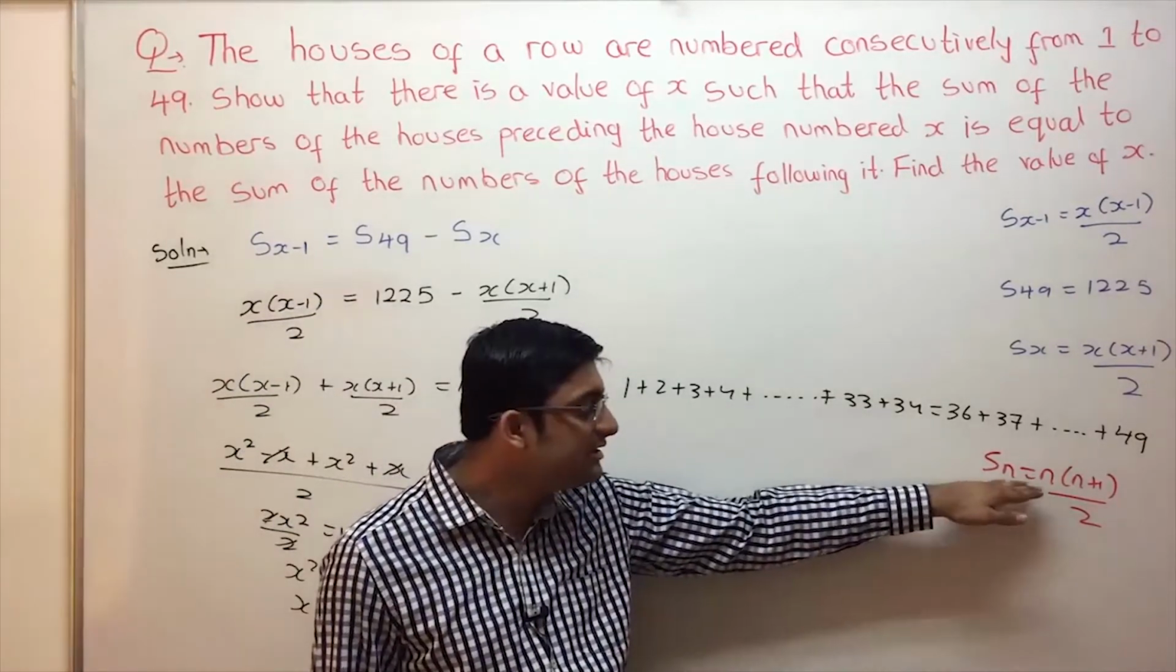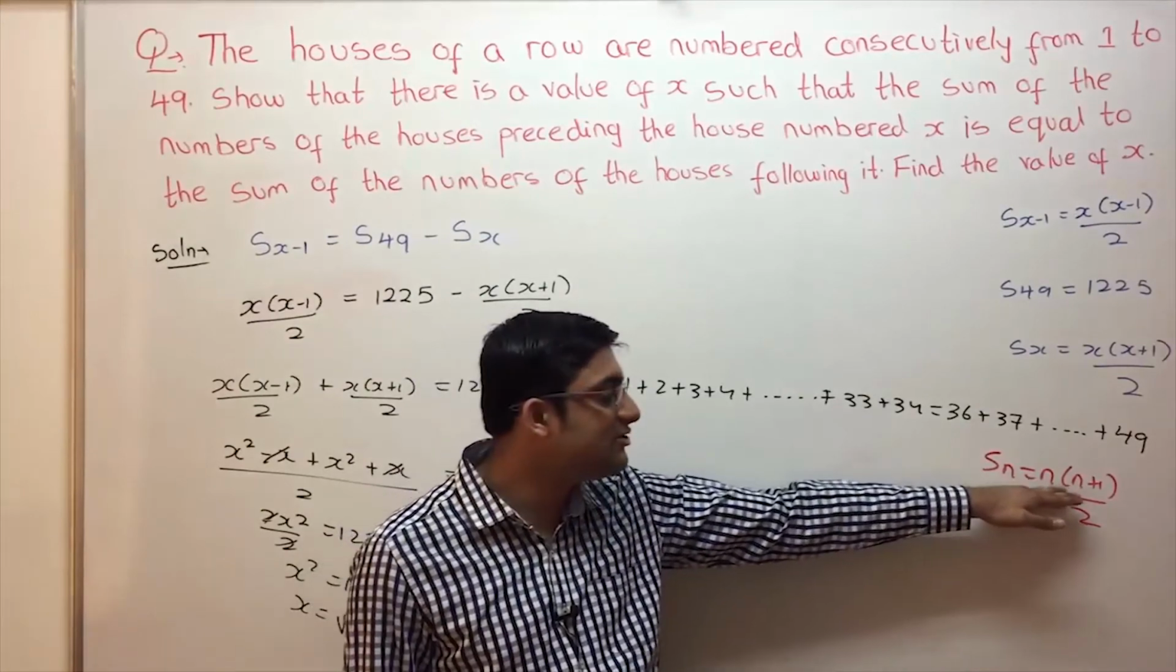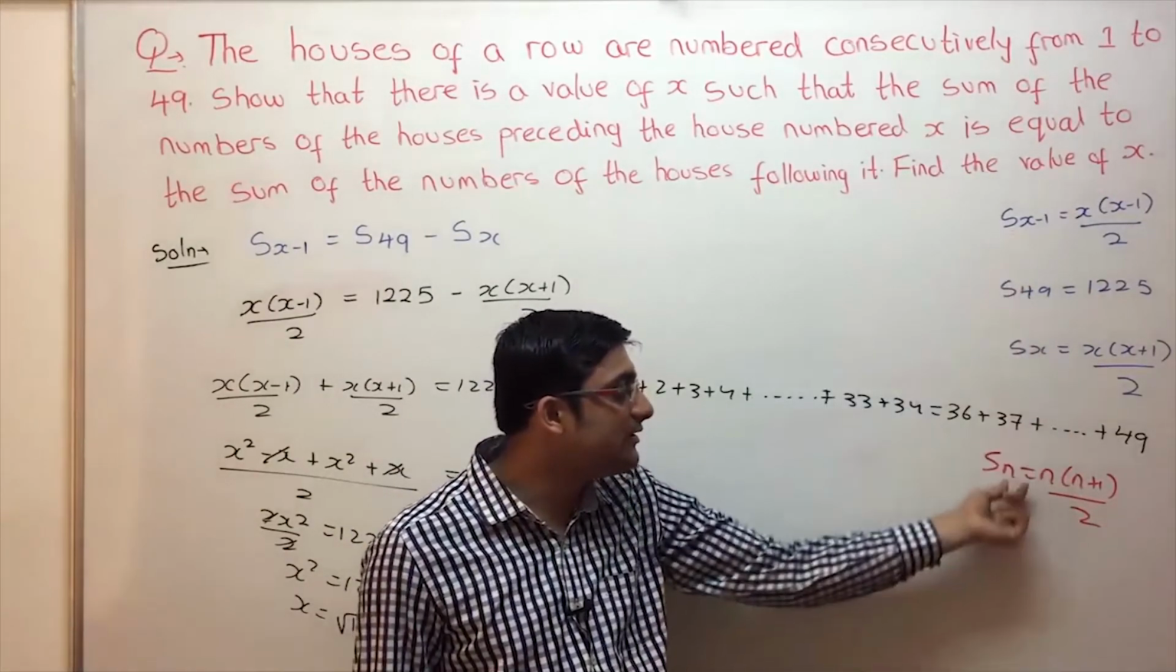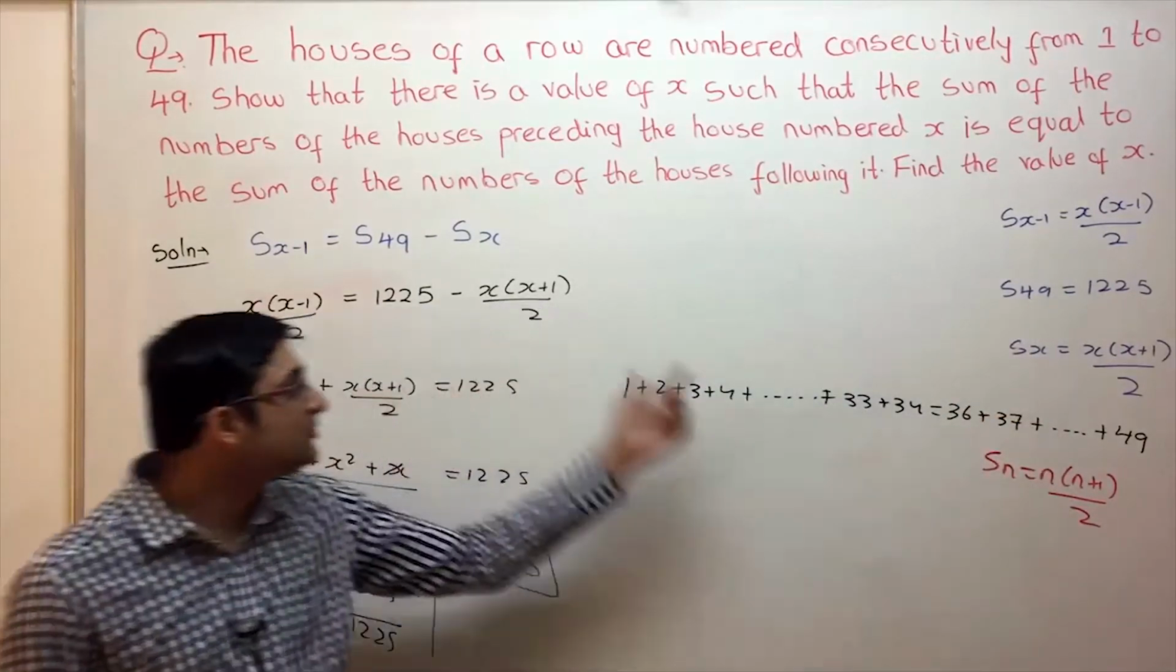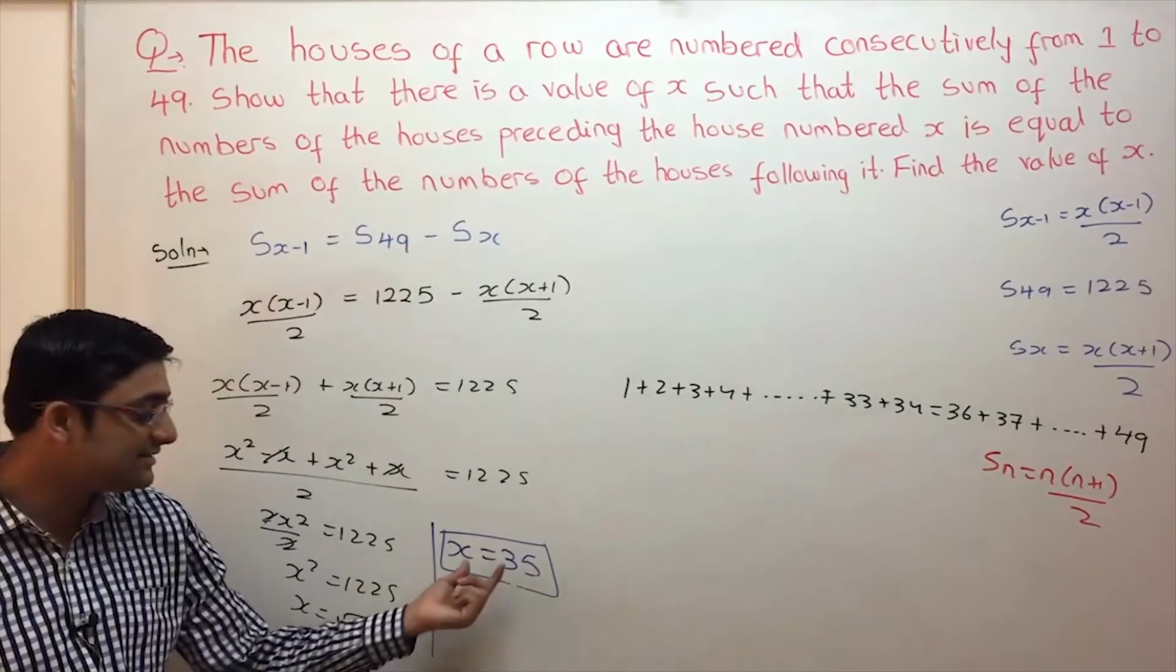It's a really important result. Sum of first n natural numbers is n into n plus 1 by 2. So S of x minus 1, replace n by x minus 1. For S49, n is 49, and here n is x. Plug those values in the equation, solve, you'll get x is 35.